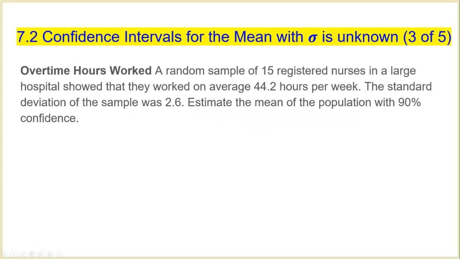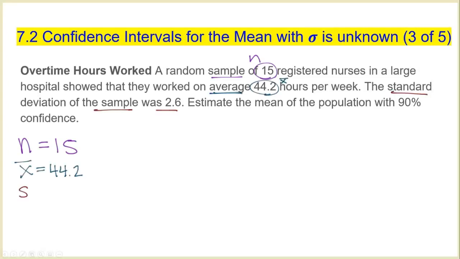So in the previous section, we went through and identified all the information that was important. We know that we need the sample size. So sample size is 15. Sample mean is 44.2 hours per week. Sample standard deviation. Now this is different because before we were given the population standard deviation. Now we're given the sample standard deviation. So that changes things as far as the formula we use and the table we use. And we want to estimate the mean population, in this case the mean number of hours worked for all nurses in this hospital with 90% confidence.